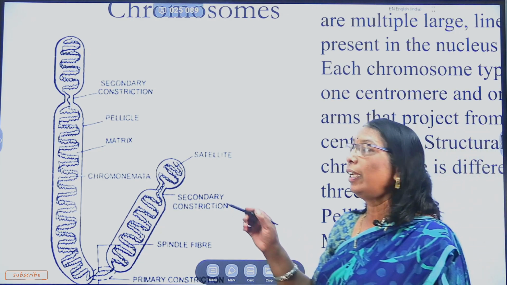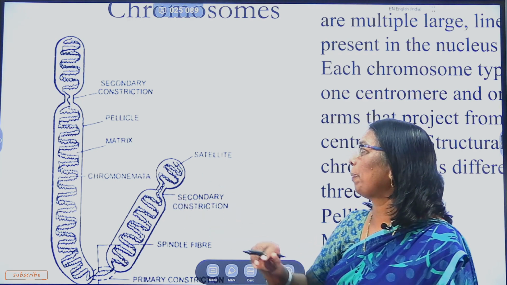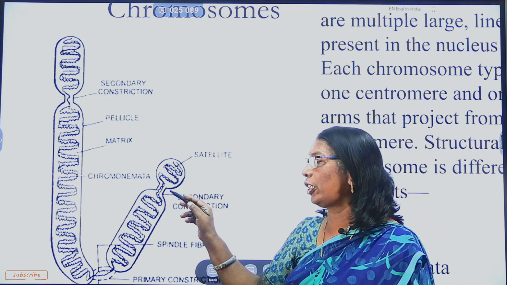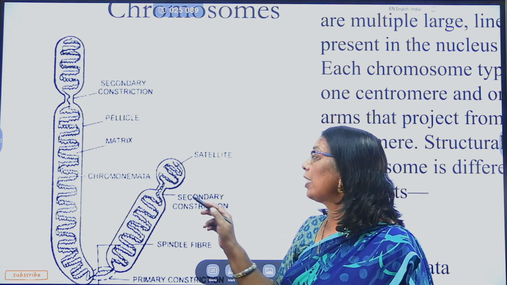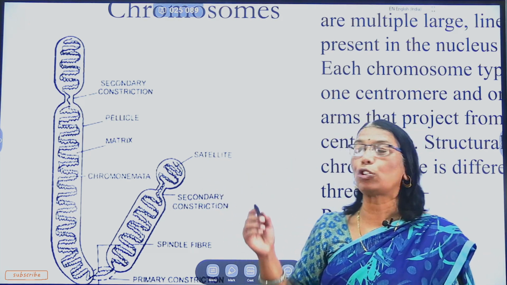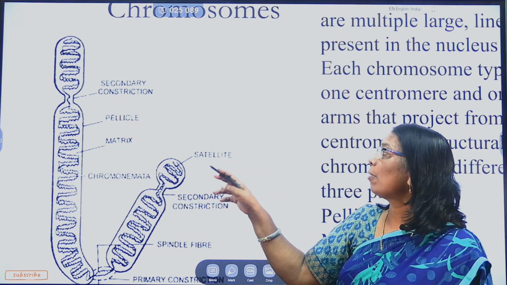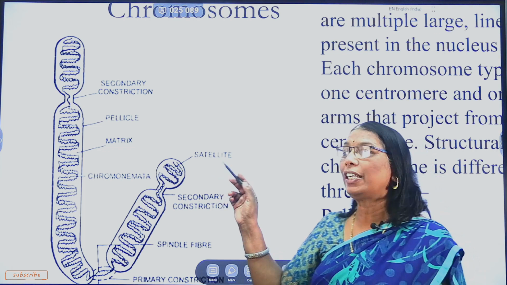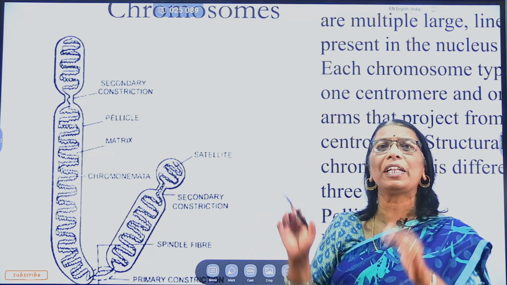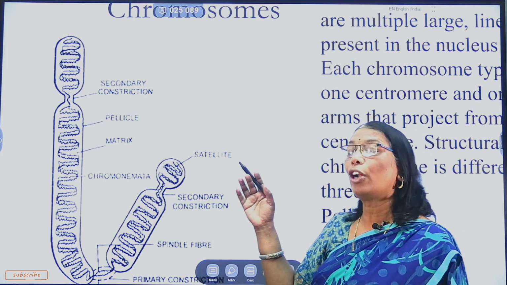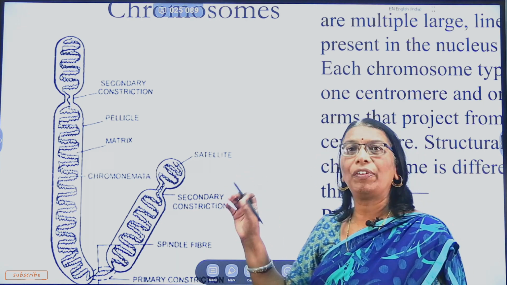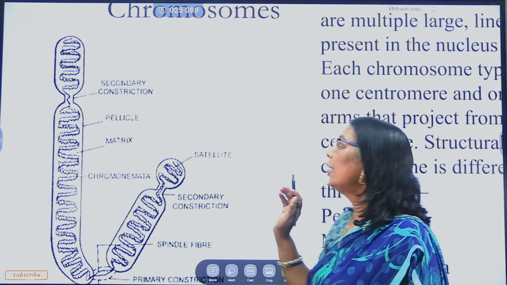When we observe the same chromosome, another constriction is present, and that constriction is termed the secondary constriction. The nucleolus is always associated with that secondary constriction. Towards the end of one arm of a chromosome, we observe a globular structure that is termed the satellite. When this globular structure is present, that chromosome is termed a SAT chromosome. Not all chromosomes present in the cell have a satellite; only chromosomes having this specific globular structure, termed the satellite, are SAT chromosomes.